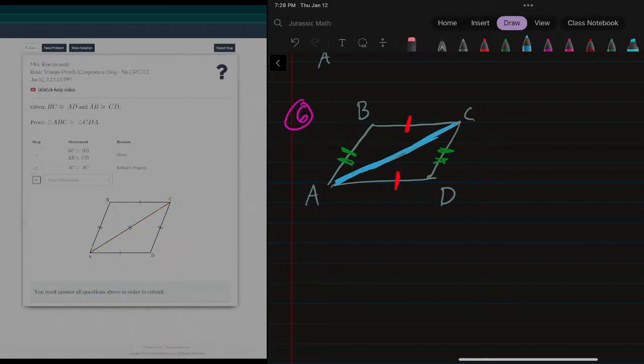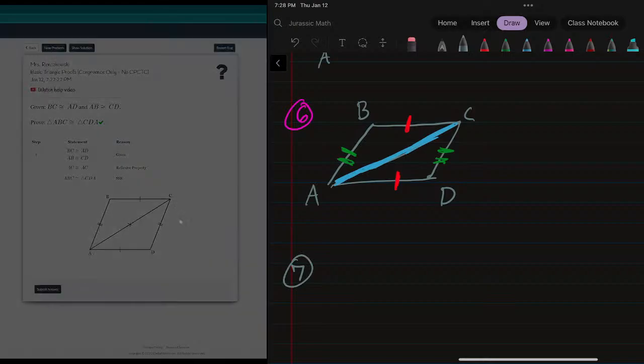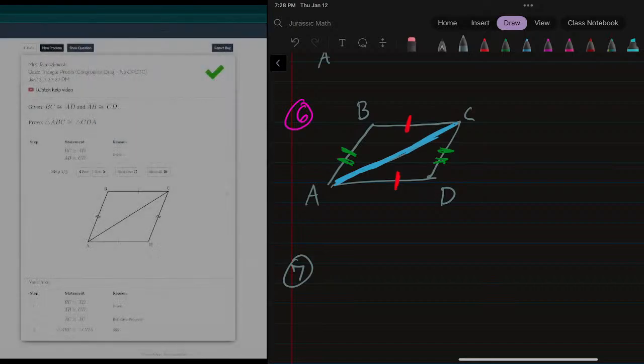I have enough information now. I have a red side, I have a green side, and I have a blue side. So therefore, these two triangles are congruent by side, side, side. ABC and CBA. Oh, a very nice, fast problem. All right. Submit answer. Yes. And we got it right. Yay. That's it.